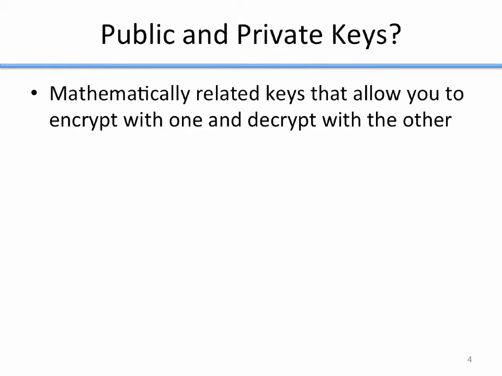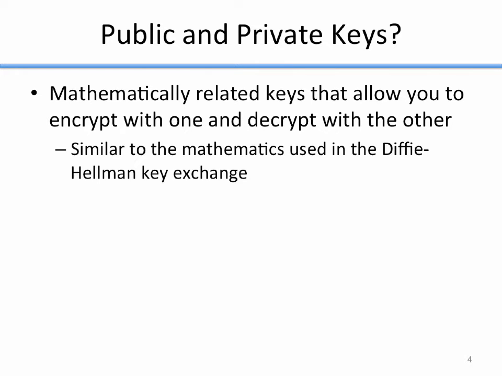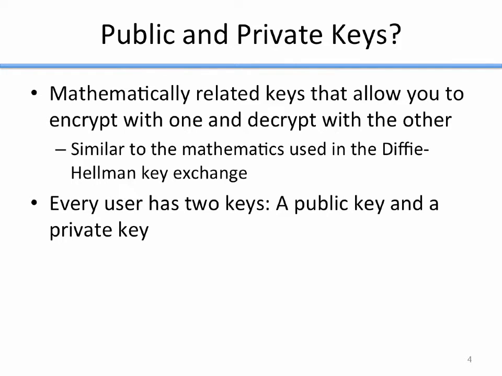So public and private keys, how does this work? So the two keys are mathematically related, so that you can encrypt with one and decrypt with the other. And it's similar to the mathematics used in the Diffie-Hellman key exchange. In fact, some public key crypto systems are built on the same mathematics as the Diffie-Hellman key exchange, and others are built on similar mathematics.